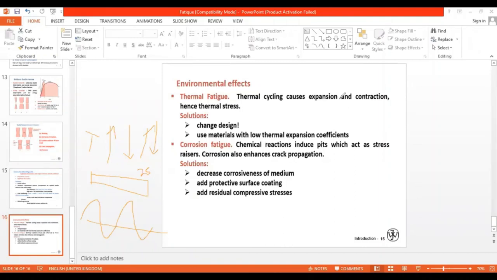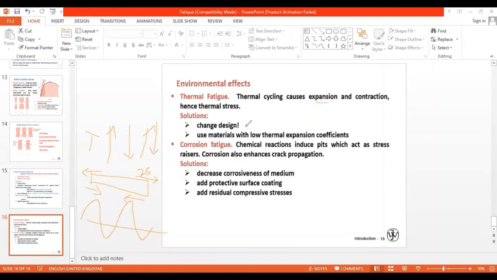So thermal cycling causes expansion and contraction. When temperature increases, it will expand. When temperature decreases, it will contract. So actually what will happen, the railway track, in high temperature it will go like this, in low temperature it will come like this, all right? So this is a reason. So thermal fatigue has some effect on the environment.